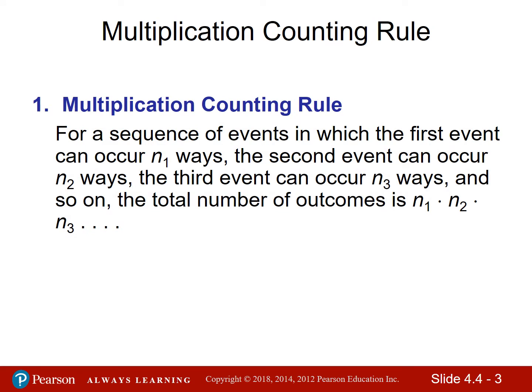Multiplication counting rule. If there is a sequence of events in which the first event can occur n1 ways, the second event can occur n2 ways, the third event can occur n3 ways, and so on, the number of outcomes is n1 times n2 times n3, right? So for instance, if the first event can occur 3 ways, the second one 5 ways, the third one 6 ways, just do 3 times 5 times 6.